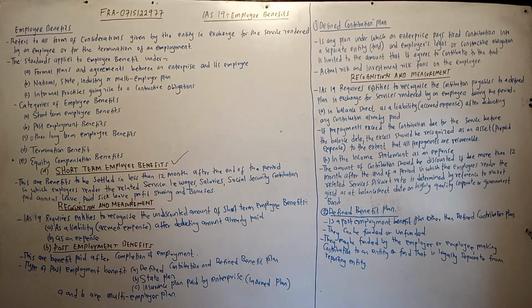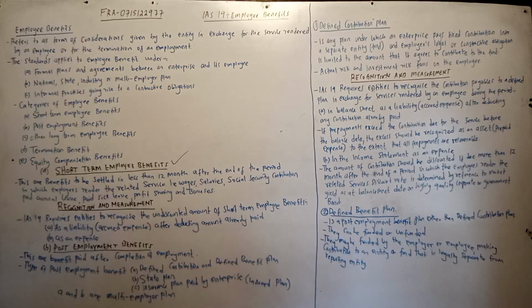Then you have the recognition. So how does the entity recognize and measure the short-term employee benefits? IS 19 requires entities to recognize the undiscounted amount. Remember, this amount is undiscounted. It has not been discounted because it is within the year. So the entity is required to recognize the undiscounted amount of the short-term employee benefits.